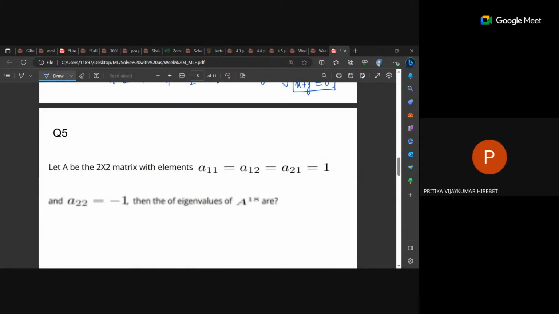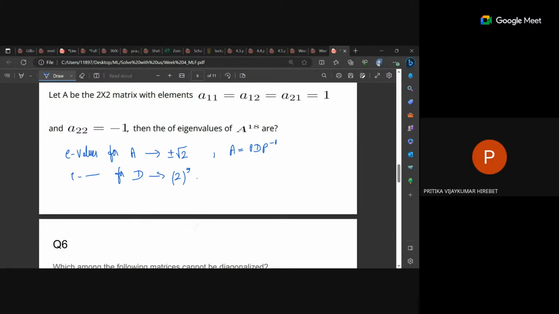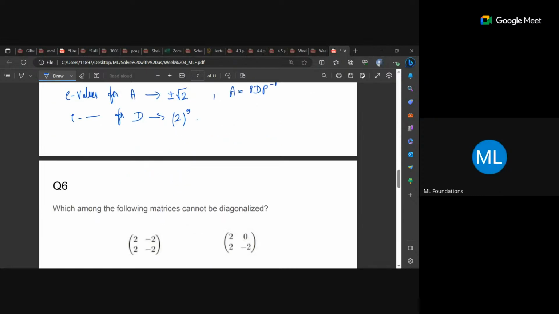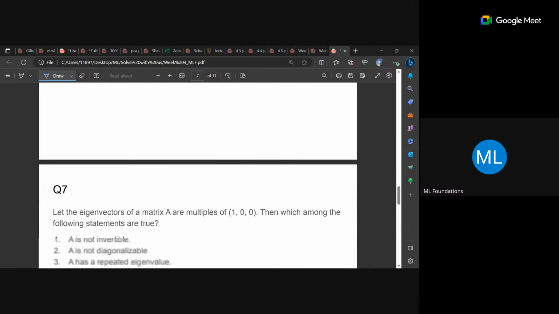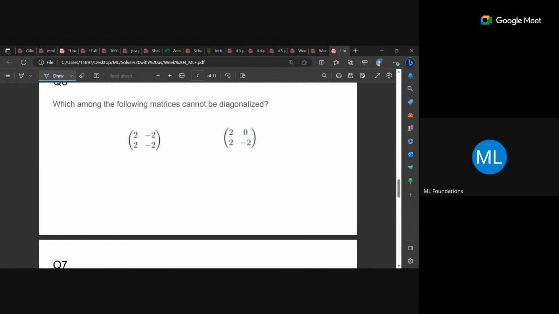And how to know if it has a repeated eigenvalue? I think that is also an option. Yeah, it is an option. Yeah, I think so. So, okay, we had seen some example, no?